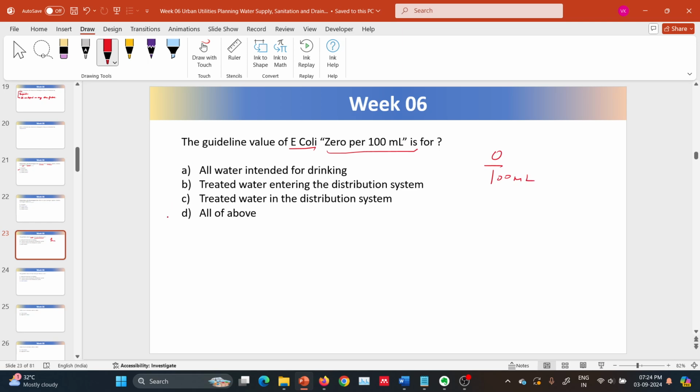This is for all water intended for drinking, treated water, treated water entering the distribution system, and treated water in the distribution system. So the water which is intended for drinking and the water which is sent to the distribution system, after the treatment, it should be 0.